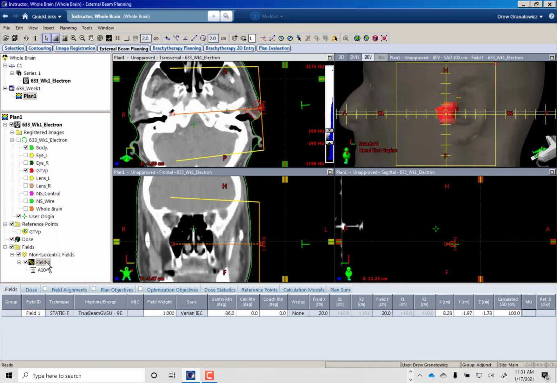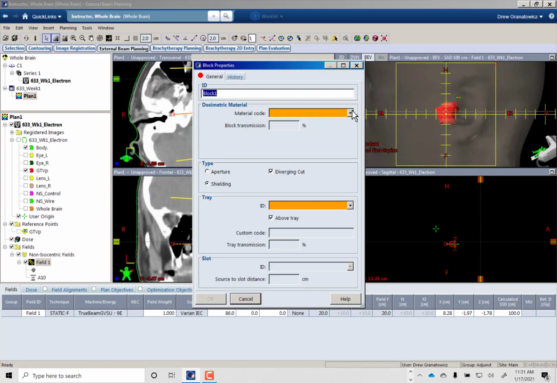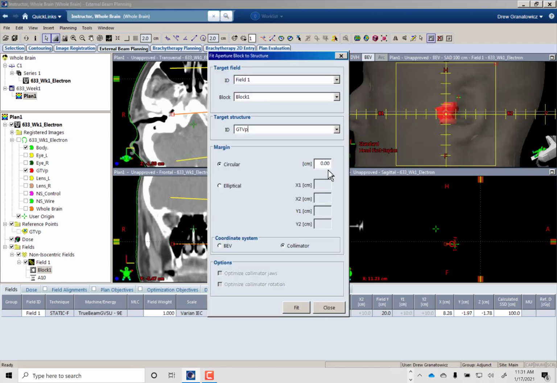Next we need a block. So I'm going to right click and add a new block. I'm going to change the type to aperture. So we have a GTV. Good rule of thumb, if you're only given a GTV, generally your block margin is going to be 2 cm. It's a good starting point. Of course, your physician can request something different, or if we calculate this and think we need something different, that's great. Probably won't go smaller than 2 cm though.